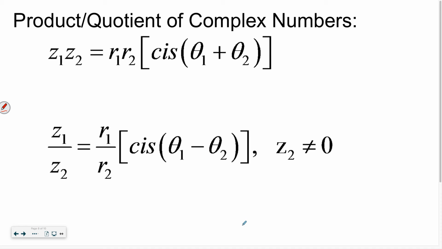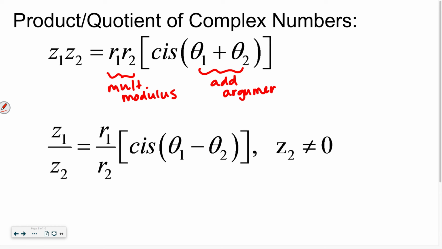You'll have to know these for Friday's test, but what I remember about multiplying 2 complex numbers is you multiply the modulus, and then you add the arguments, and then it'll just be in cis form. And then the opposite is true for division. Divide the modulus, subtract the 2 angles.